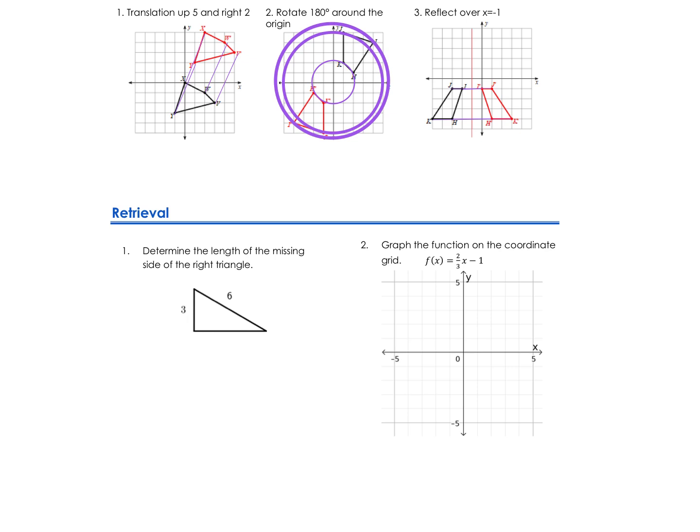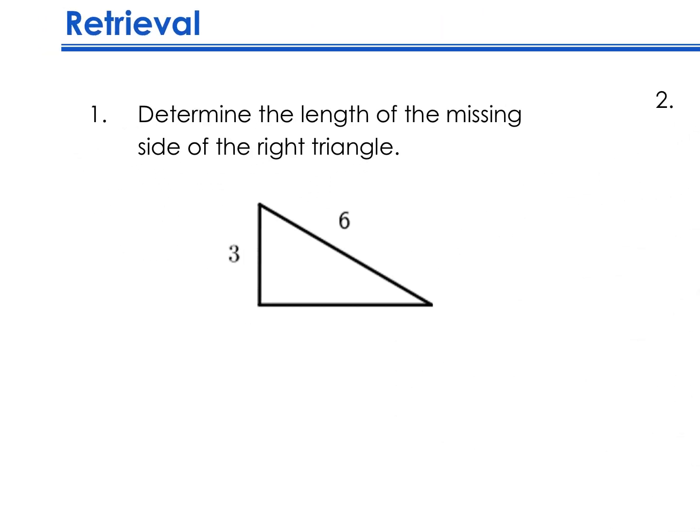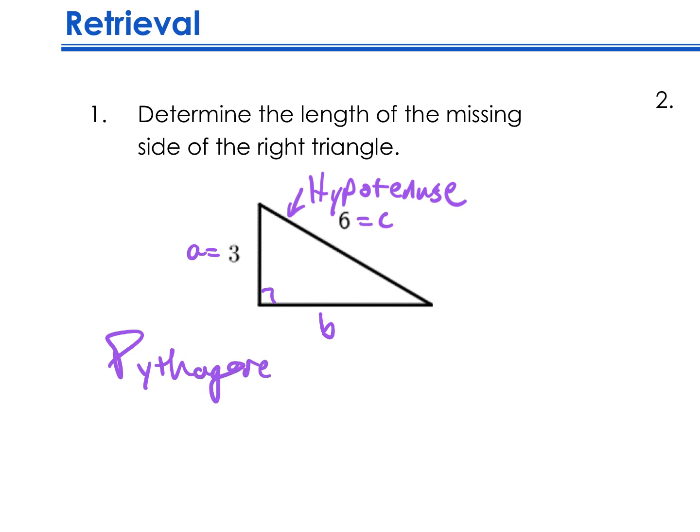These retrievals are us looking back at things that hopefully we've seen before. This is a right triangle. When we're looking for the missing side of a right triangle, maybe we'll call this side B, we'll call this side A, and this is the hypotenuse. The hypotenuse is the longest side of a right triangle, and we're going to be using the Pythagorean theorem a lot. The Pythagorean theorem has to do only with right triangles.